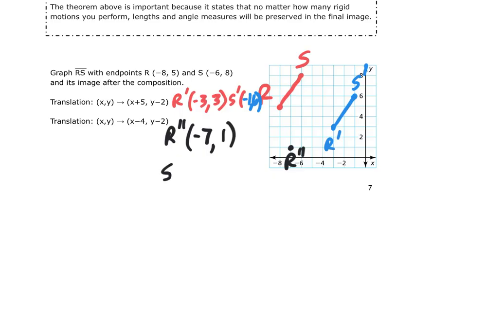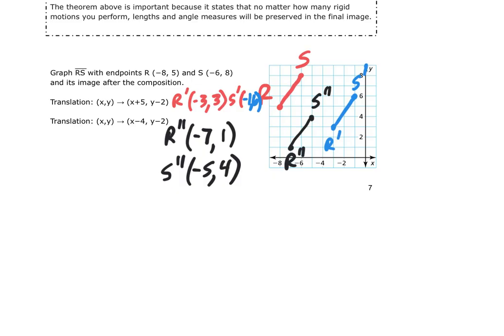Okay, for S double prime, we're going to take our new point, -1, 6. We're going to go left 4, down 2. So -1 minus 4 would be -5, and 6 minus 2 would be 4. So -5, 4. And we're going to label that one S double prime.